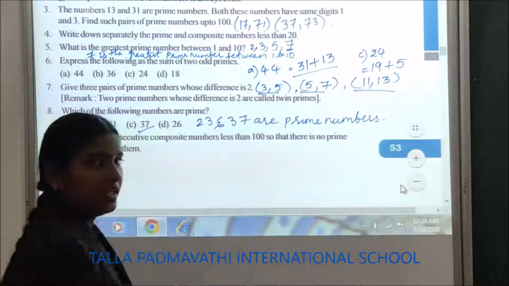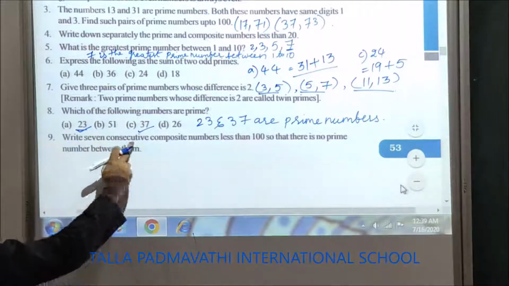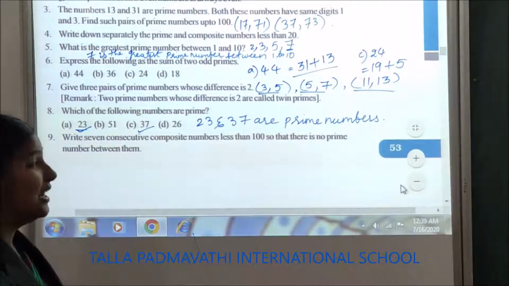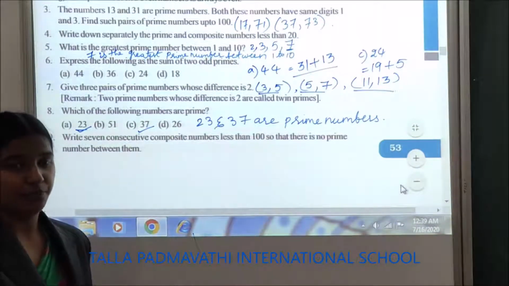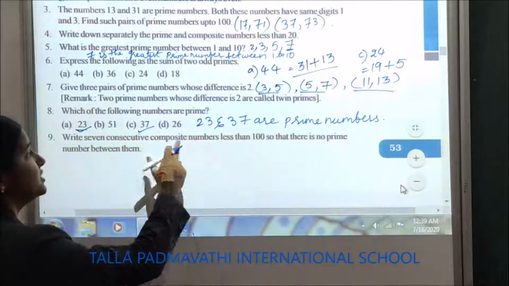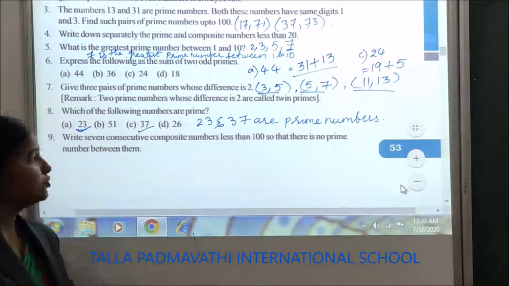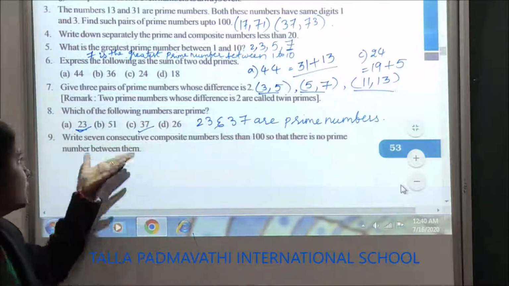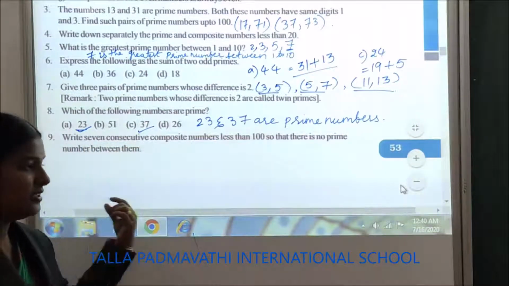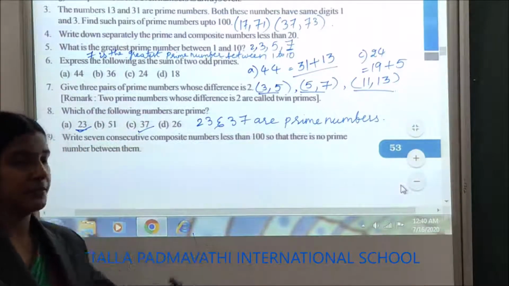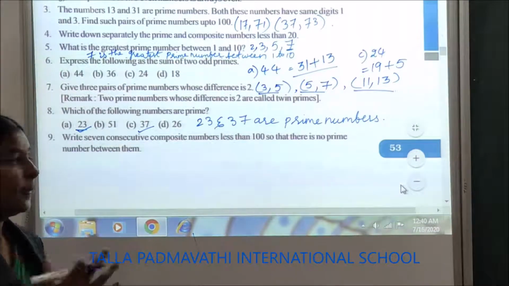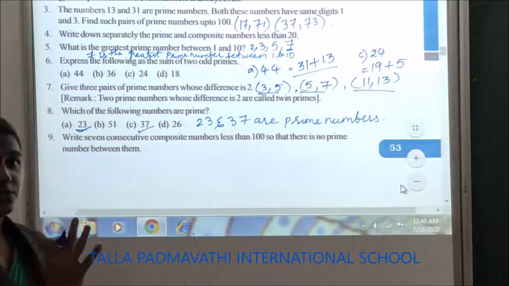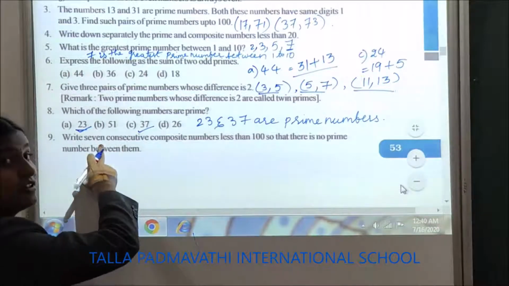Okay. Next, children, write 7 consecutive composite numbers less than 100 so that there is no prime number in between them. So you need to write continuously 7 composite numbers such that there should not be any prime number in between them. So consecutive is nothing but continuously. We need to get the continuous numbers.